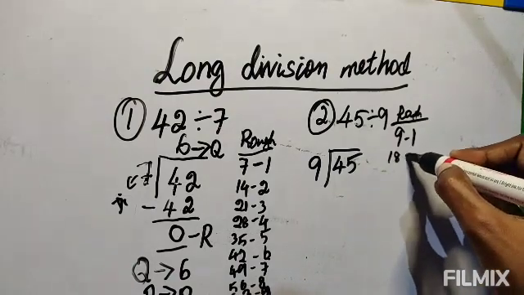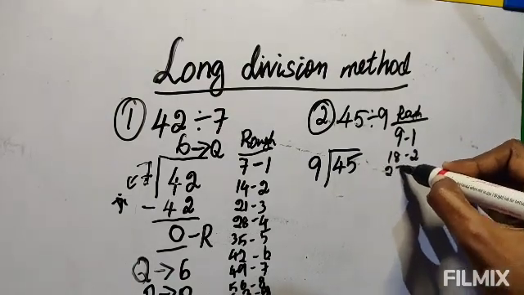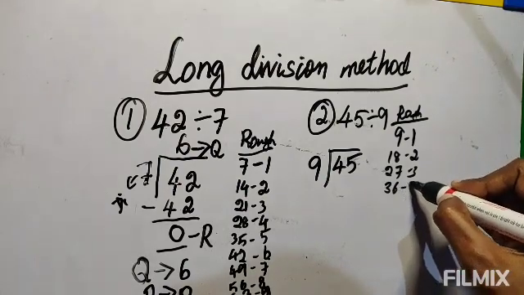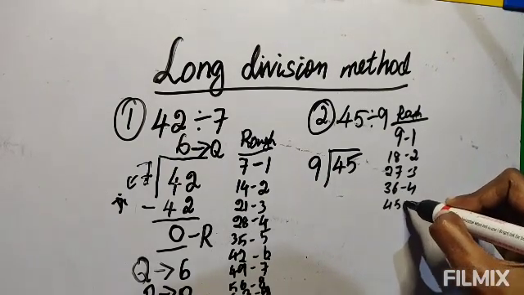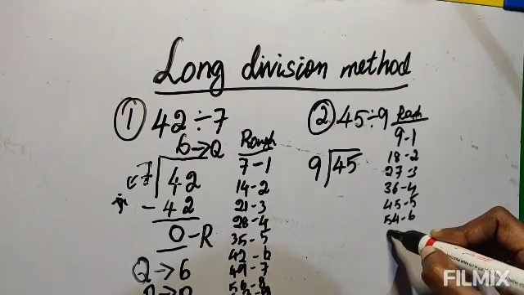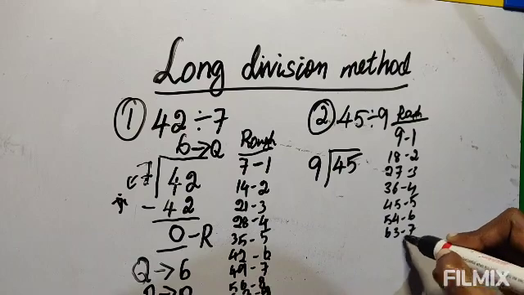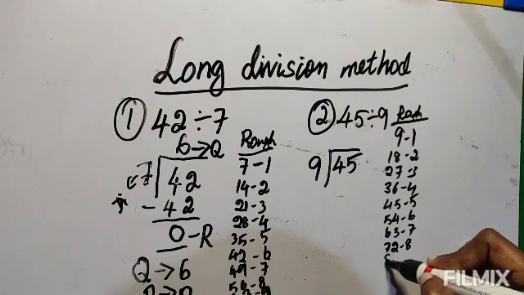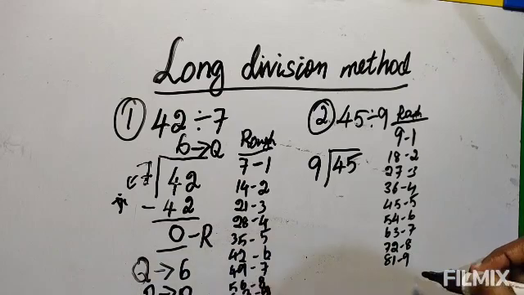9 ones are 9. 9 twos are 18. 9 threes are 27. 9 fours are 36. 9 fives are 45. 9 sixes are 54. 9 sevens are 63. 9 eights are 72. 9 nines are 81. Up to 9 is enough.